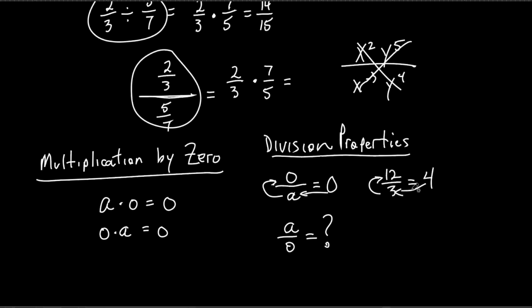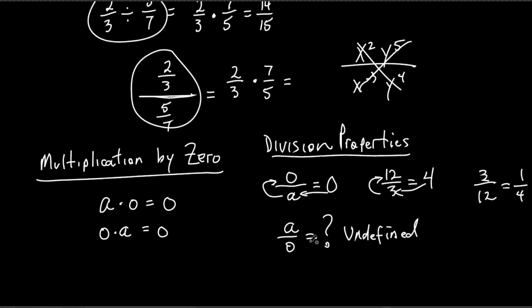Would you agree that 12 divided by 3 is 4? But what about 3 divided by 12? Is that 4? No, it's 1/4. So they're not the same if I flip the numerator and denominator, unless the numerator and denominator were the same. Then it's just a 1. So this right here is undefined, is what we say. It doesn't exist. You good with that? All right.